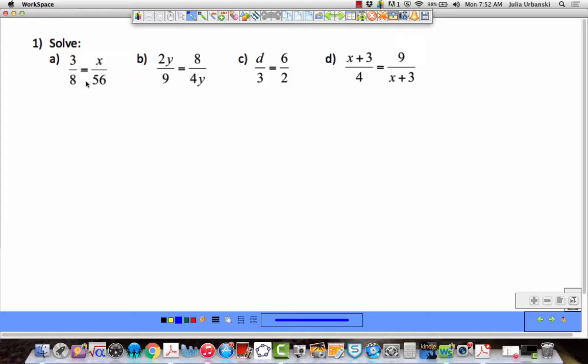All right, now letter A, just cross multiply. We've been doing this in the past, so it shouldn't be anything new. 3 times 56. You can write it out, or you can do that in your calculator. I'm going to write it. 3 times 56 would equal what times what? 8 times x. All right, what's 3 times 56?